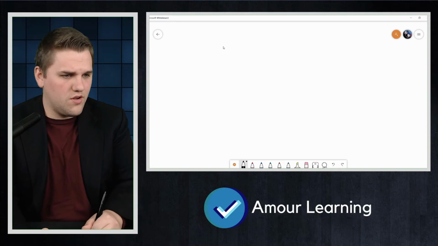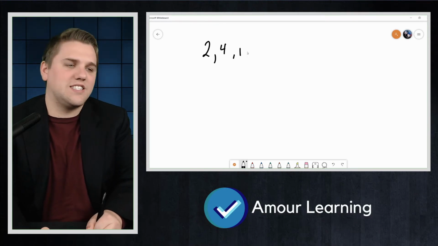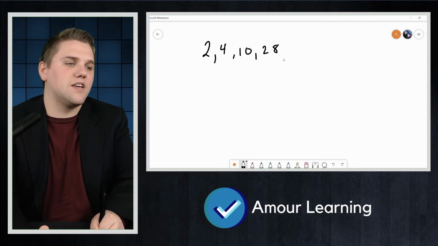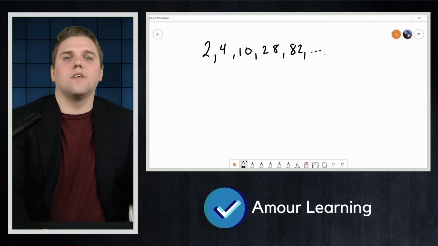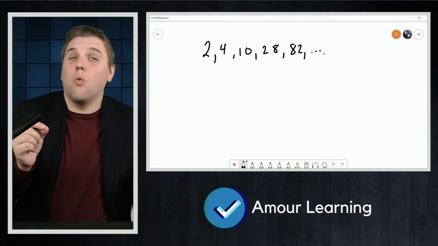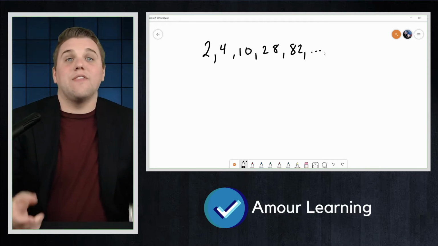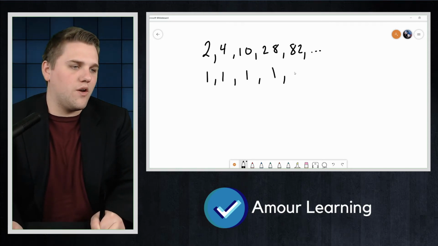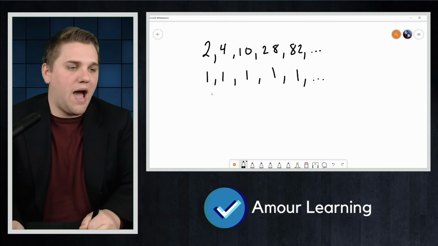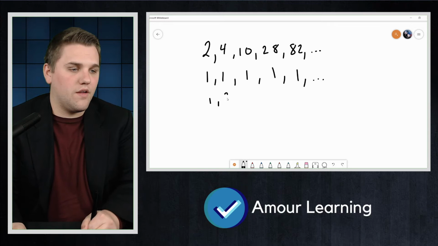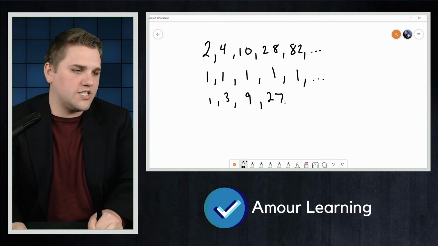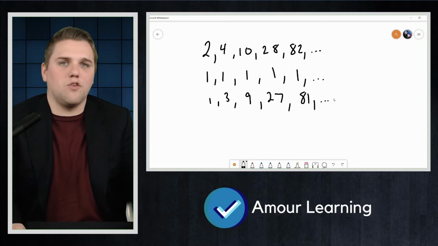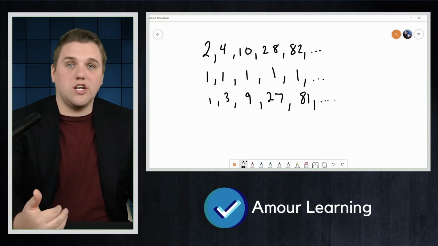All right, what about the sequence 2, 4, 10, 28, 82? Here the terms are always one more than the powers of 3. That is, in this case, we just add the sequences 1, 1, 1, 1, 1 with the powers of 3, which are 1, 3, 9, 27, 81, and so forth. And then you do this term by term.